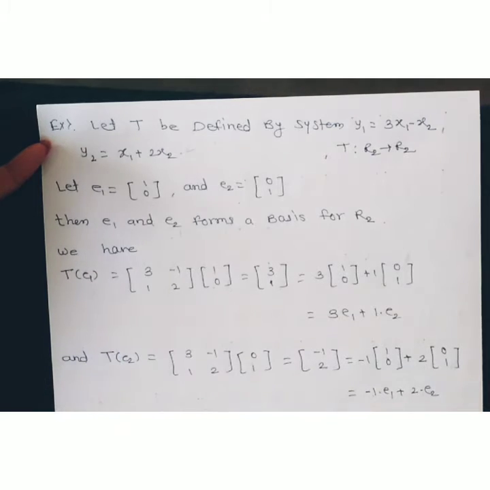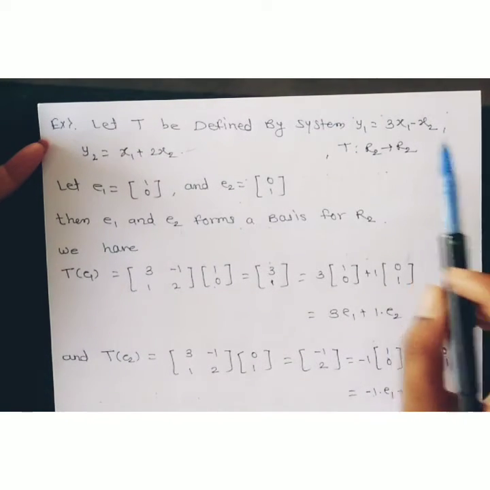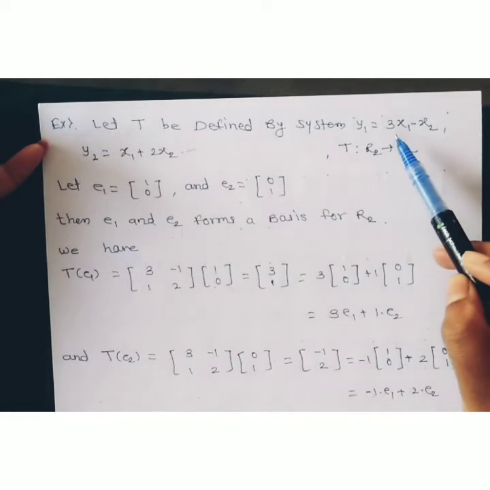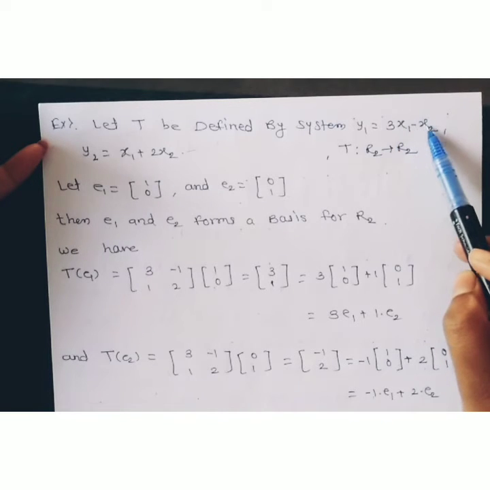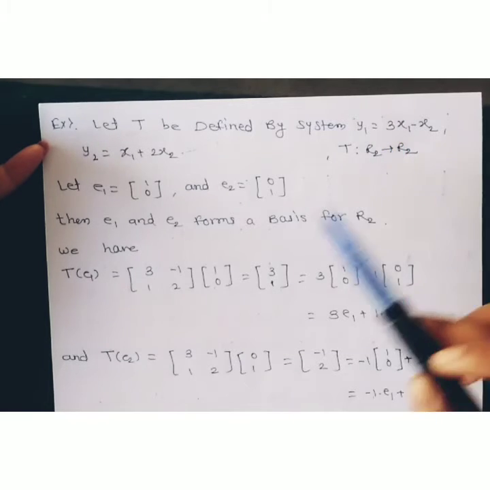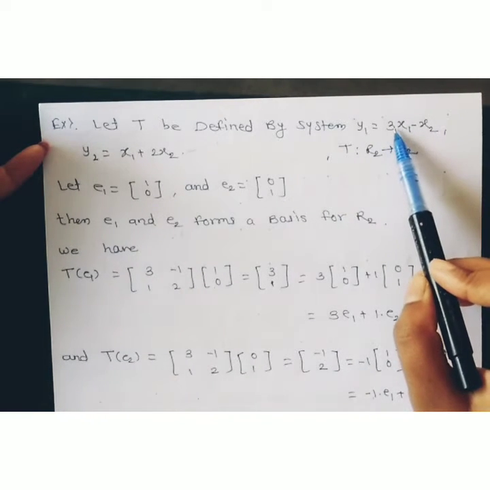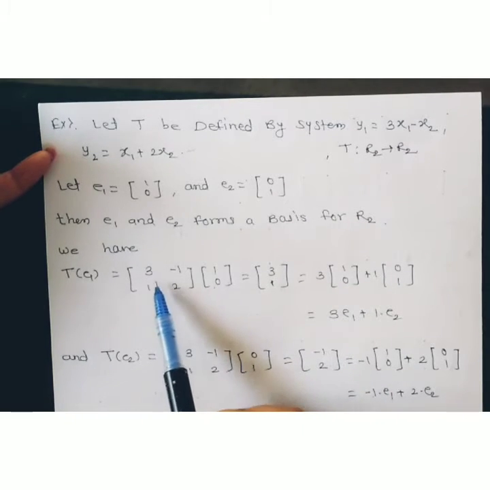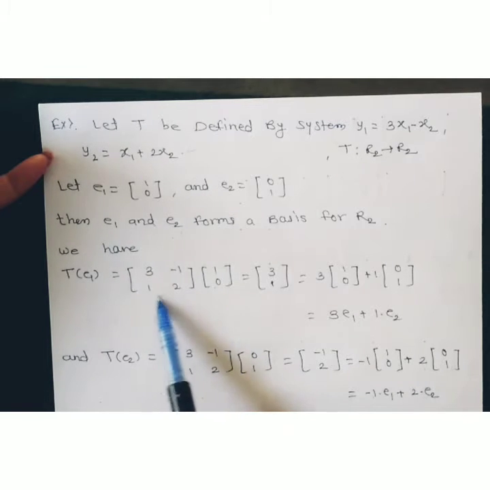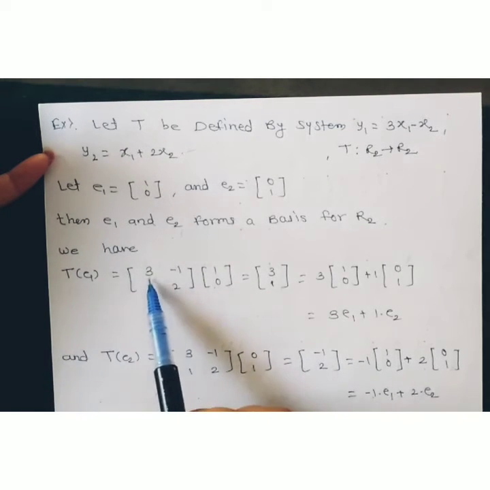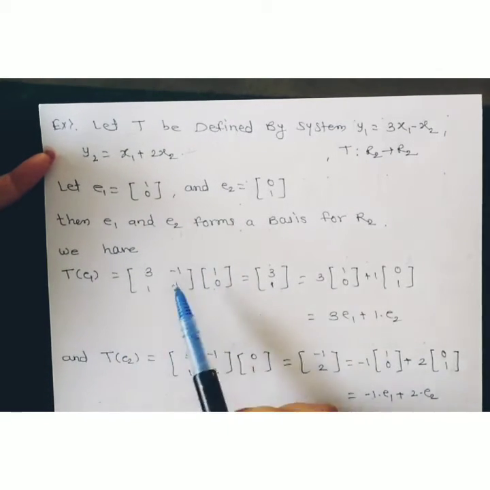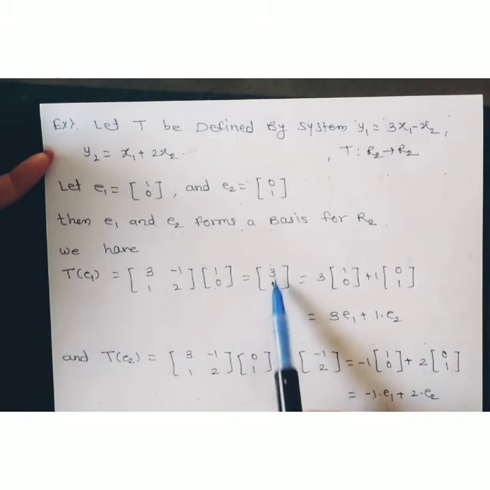T of e1 is equal to, first of all we find the matrix for T. How is the matrix for T calculated? By using the first and the second equation. The first equation is y1 is equal to 3x1 minus x2. For calculating this matrix we put the coefficients row-wise: the coefficients are 3 and minus 1, so the first row is 3, minus 1. Here the coefficients are 1 and 2, so the second row is 1, 2. Therefore T of e1 is equal to the matrix T, 3 minus 1, 1 2, times e1, which is 1, 0. By matrix multiplication this is 3 and 1.